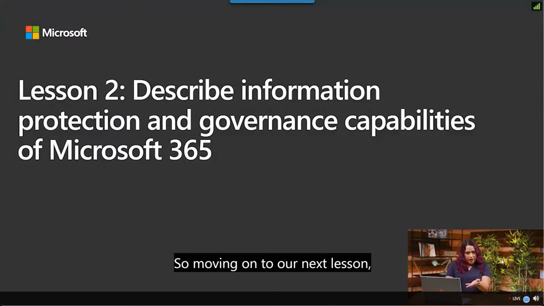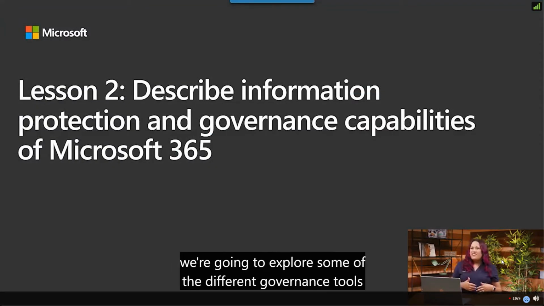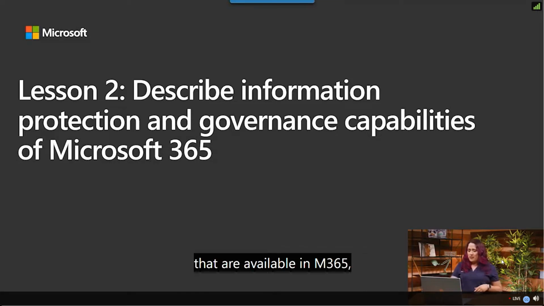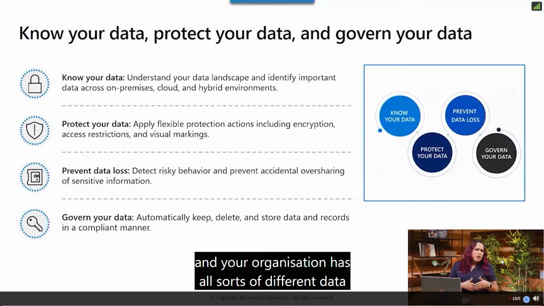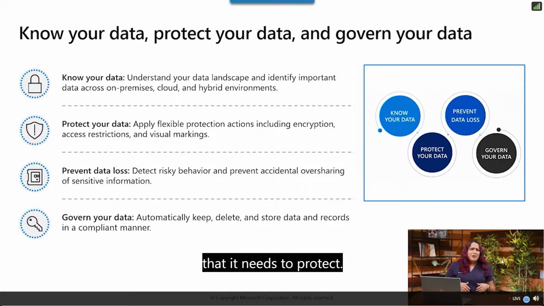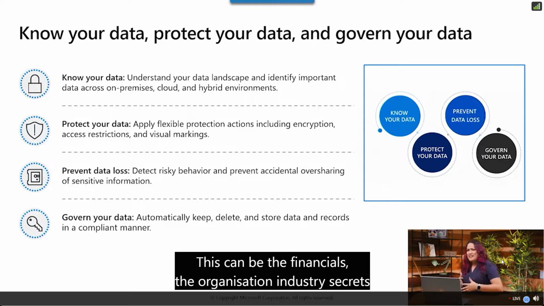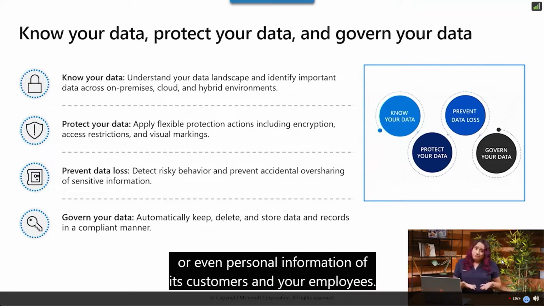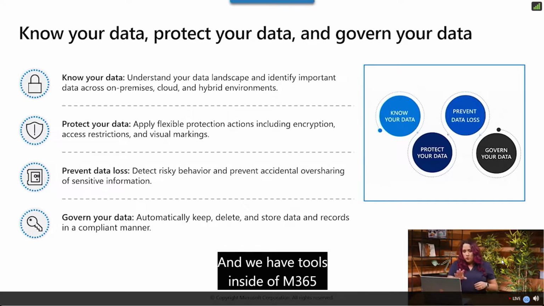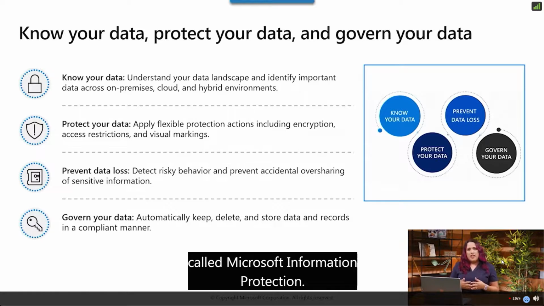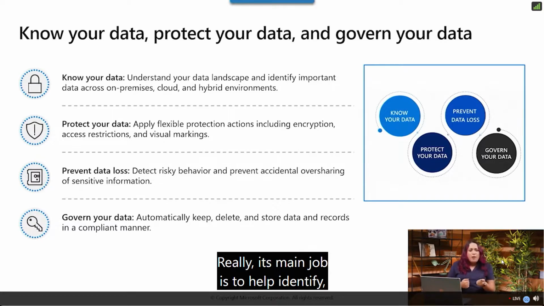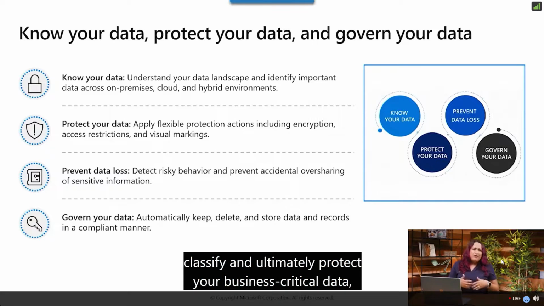So moving on to our next lesson, we're going to explore some of the different governance tools that are available in M365. Your organization has all sorts of different data that it needs to protect. This can be the financials, the organization, industry secrets, or even personal information of its customers and your employees. And we have tools inside of M365 called Microsoft Information Protection. Really, its main job is to help identify, classify, and ultimately protect your business critical data.